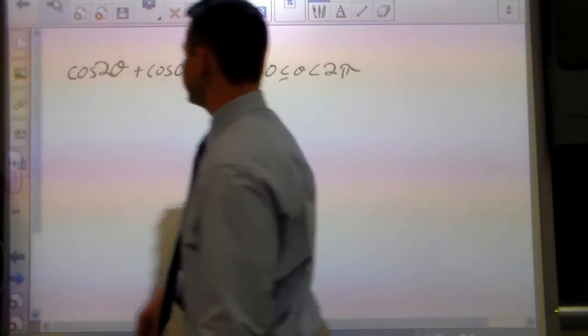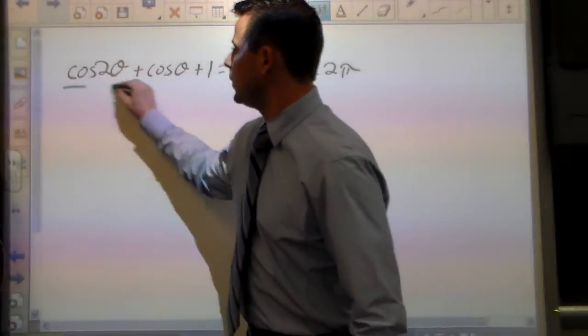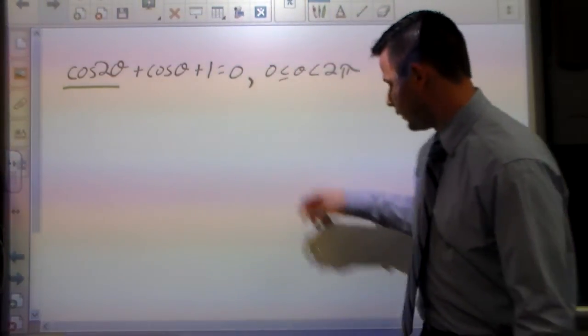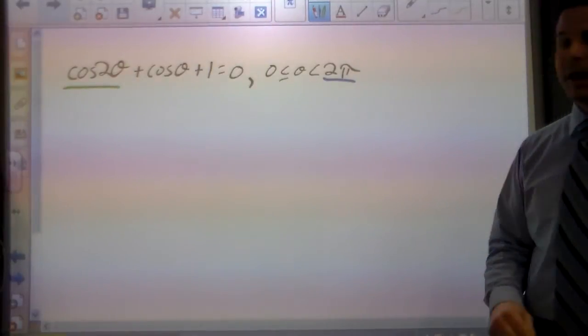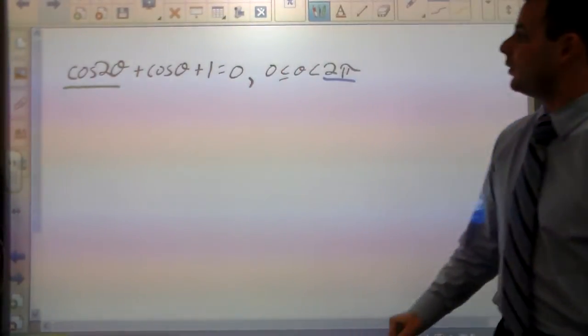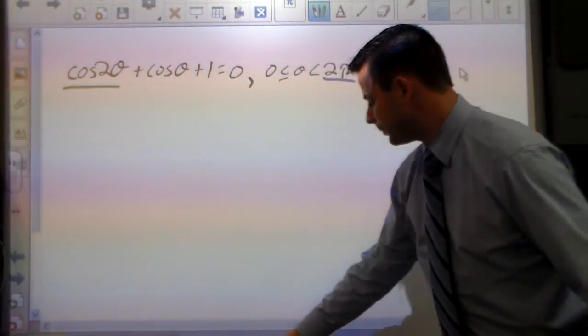Next example. Again, we have a cosine double angle here. This is not being squared, the angle is being doubled. And also, our domain is asking for a radian measure as our solution. So let's use a double angle substitution for cosine 2 theta.